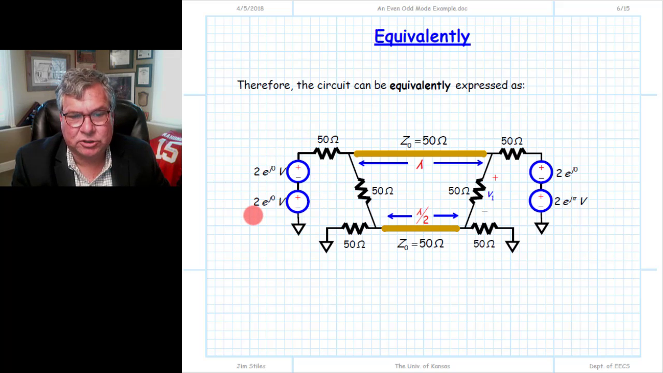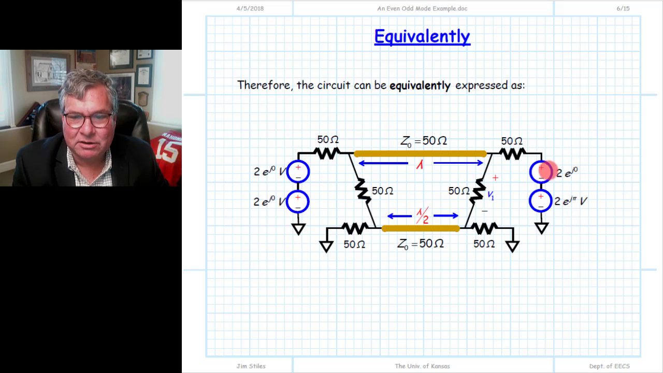So we go back to our circuit and we replace our 4-volt voltage source with a voltage source that consists of two sources in series, one being the even mode voltage and the other being the odd mode voltage. And in this case, we have two 2-volt sources in series, and that of course creates then the voltage difference of 4 volts that is required.